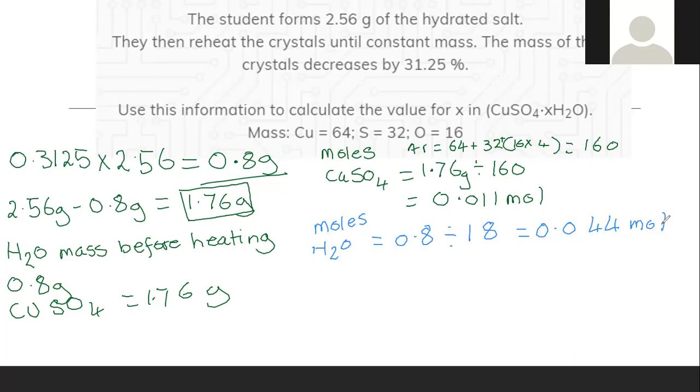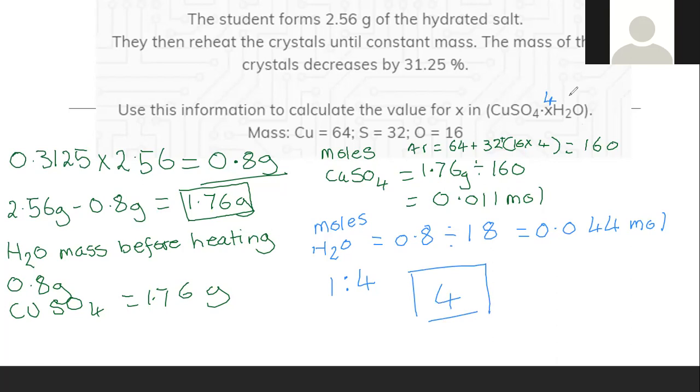Then we can look at our ratio. Our ratio clearly here is 1:4. If we look at them, we've got 0.011 and 0.044. So our ratio is 1 mole of copper sulfate to 4 moles of water. So what we're going to put in front of the water per copper sulfate is 4. So the number X there would be 4. And so X would become 4. That would work out our balanced symbol equation there, and that would be 4.